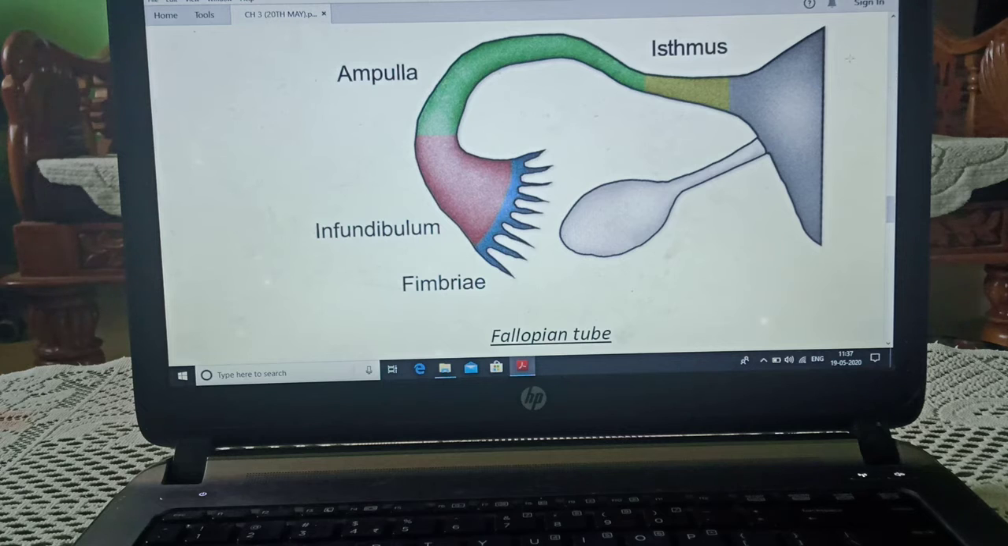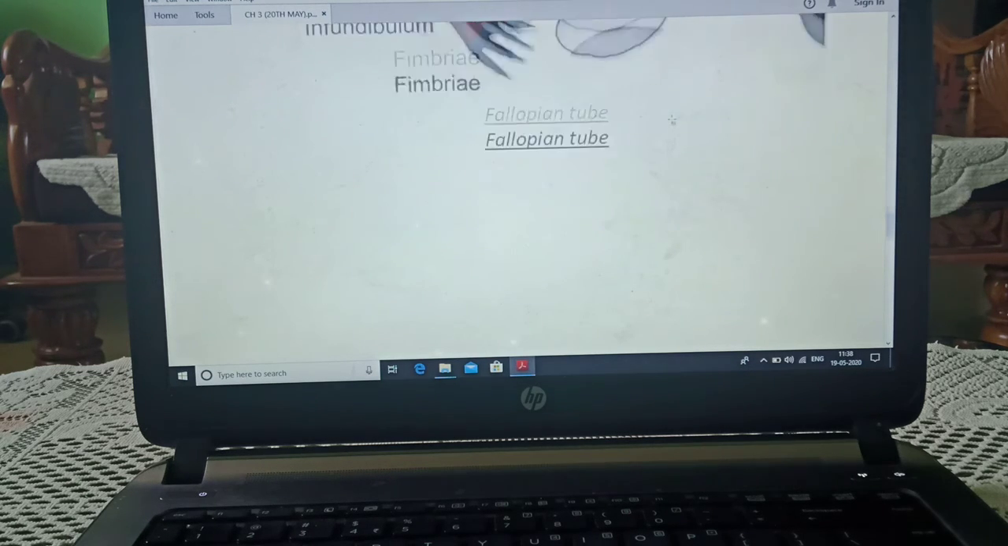From the uterus, ova and sperm move through the isthmus. It reaches through the infundibulum to the fimbriae, and here fertilization takes place. After formation of the zygote, again it moves from here through the isthmus. Again it reaches the uterus where embryo implantation takes place.